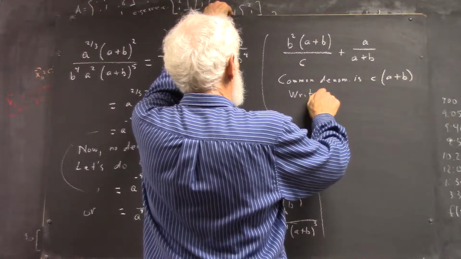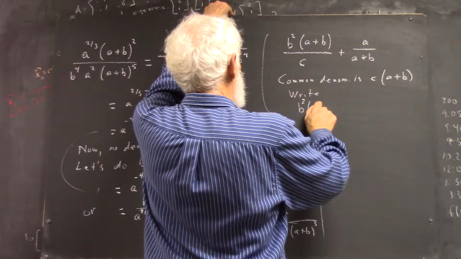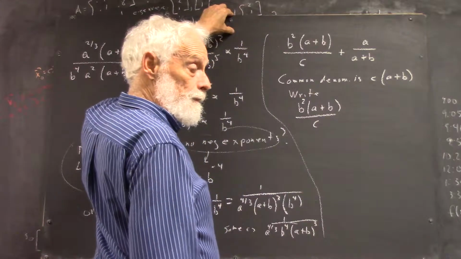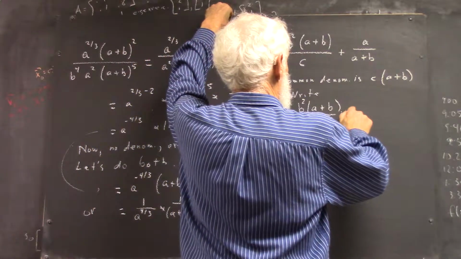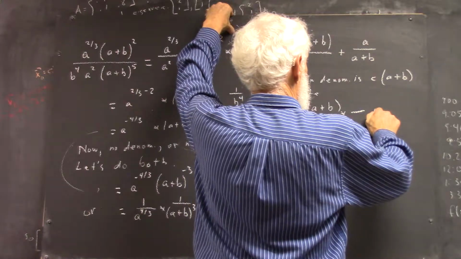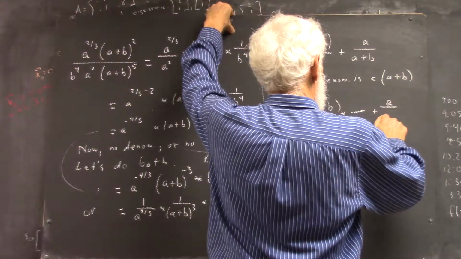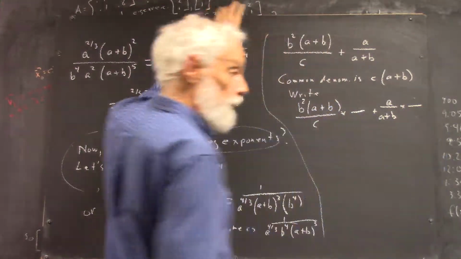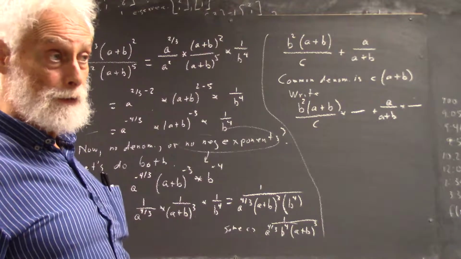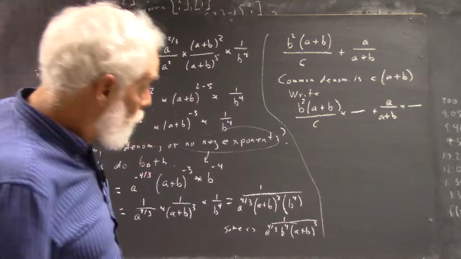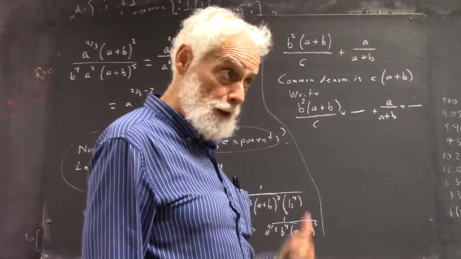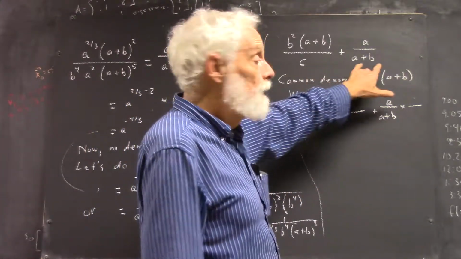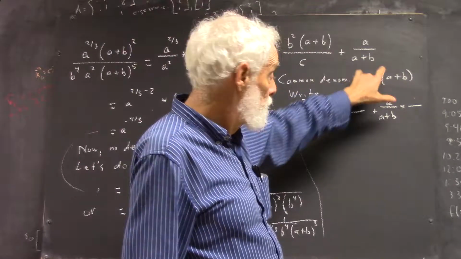So we write this as follows: B squared times A plus B over C, and we're going to multiply that by something over something. That's going to be plus A over A plus B multiplied by something over something, right? That's how we add fractions. So what we want is the same denominator, and the denominator has to be this times this.